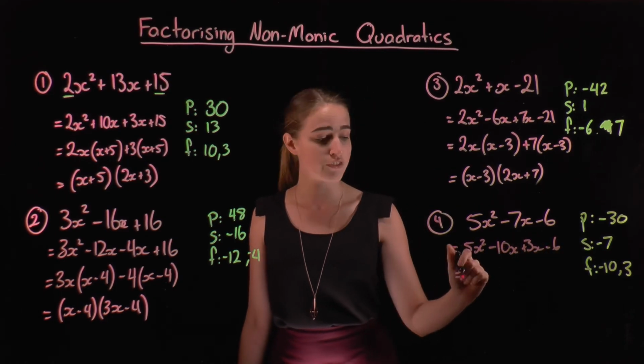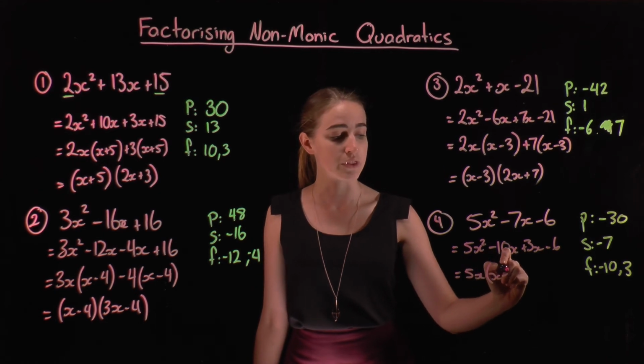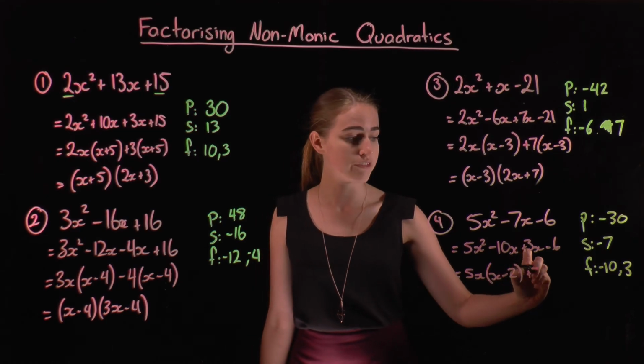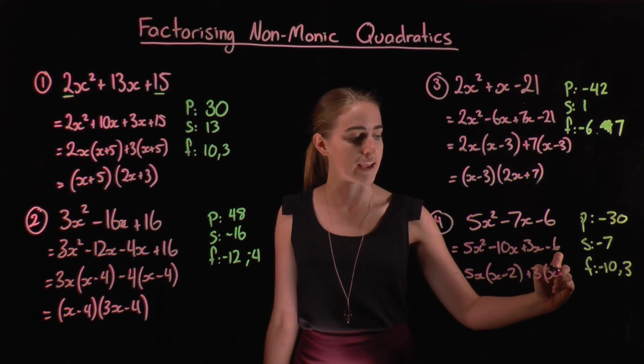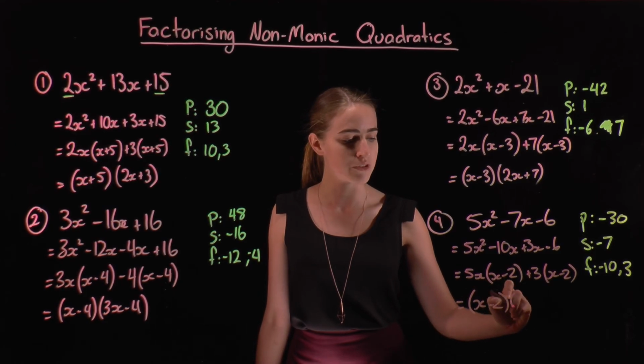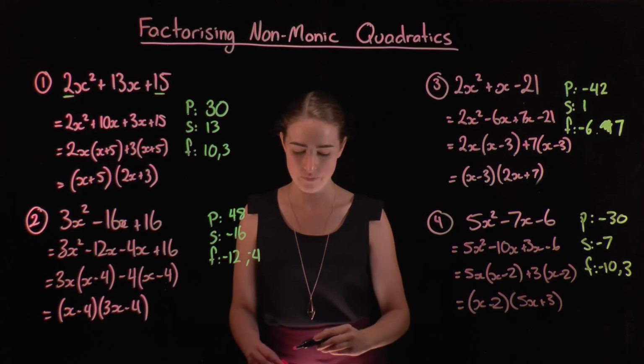Factorise by grouping, so these first two terms will pull out a 5x as our common factor, which will leave us with an x minus 2. And our second set, we're going to pull out our 3 as a common factor, which will leave us with an x minus 2 again. So that whole x minus 2 comes out as our common factor, and we're left with 5x plus 3.